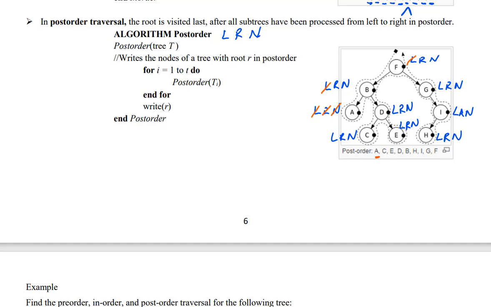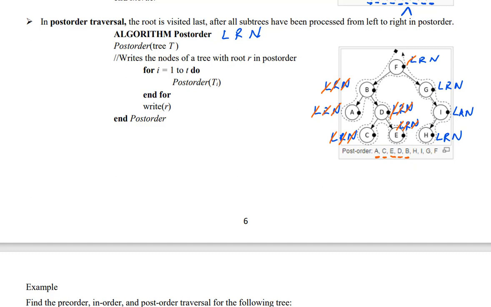You go back to B and it says go right, so you go right. And then it says go left, and we go left, and there is C with no left and right. You copy C. Then you go back to D. Don't copy D because it tells me go right, so we go right first. We copy E, and then we go back to D and copy D. Then you go back to B and you copy B.